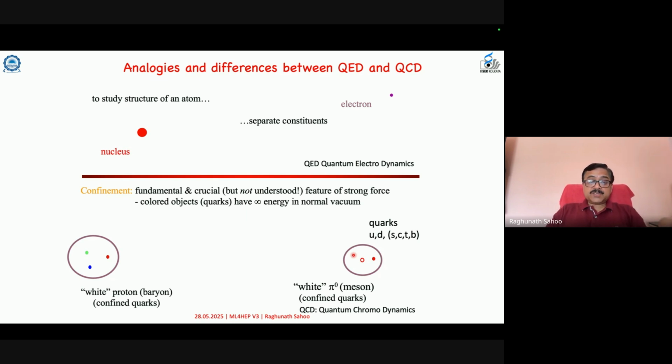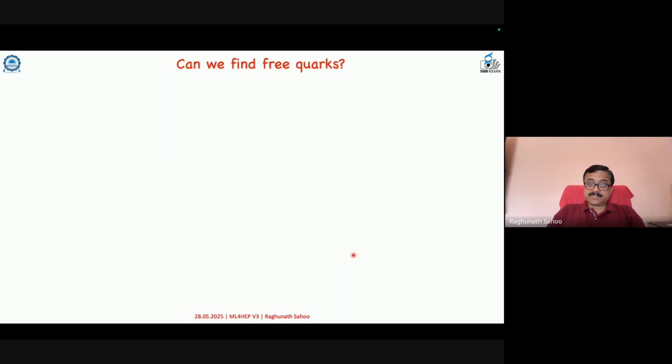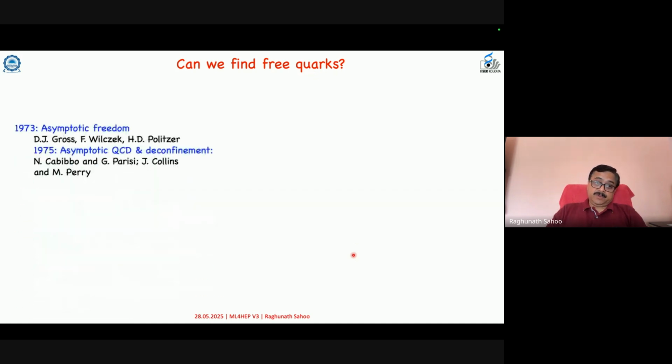So now what I showed you through this cartoon or the simulation is that QCD or the strong interaction has a different dynamics compared to QED or quantum electrodynamics. So now the question is, can we find free quarks in nature? Because QCD is telling me that finding free quarks in nature is not possible.